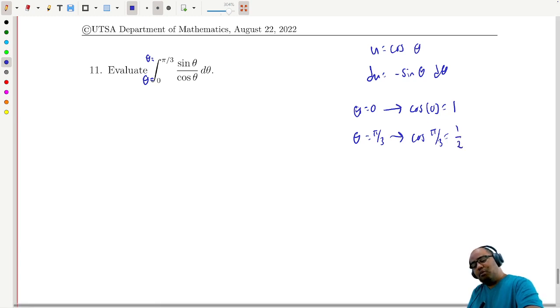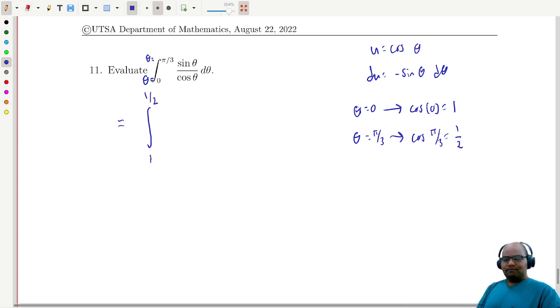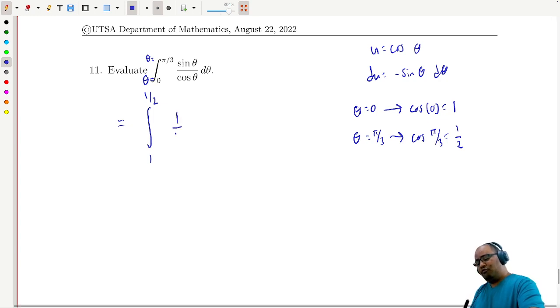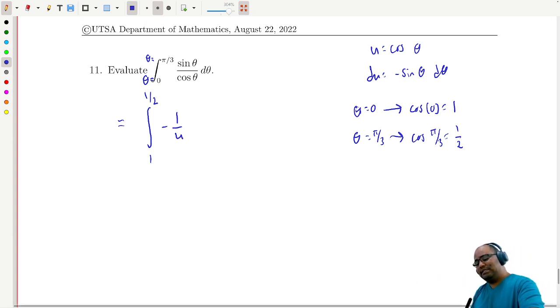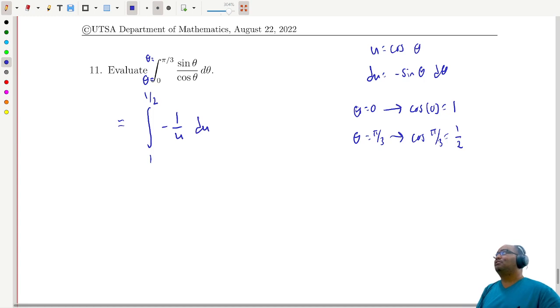And so what happens here now is that this is going to be the integral from u equals 1 to u equals 1/2 of, well, cosine theta is on the bottom, so we have 1 over u, and sine of theta d theta is going to be minus du. This is now an easier problem.